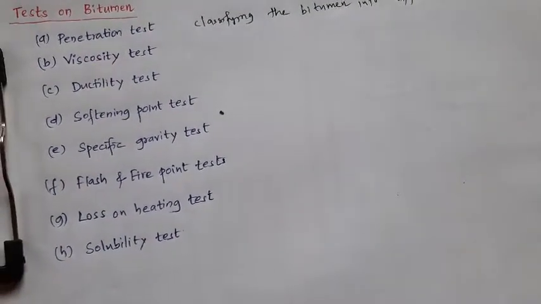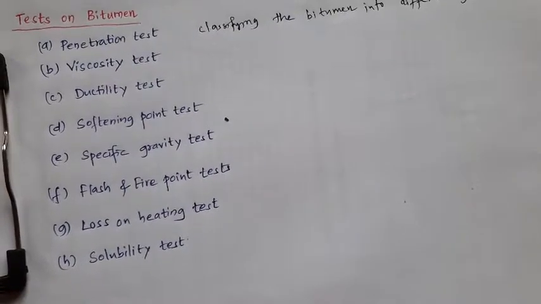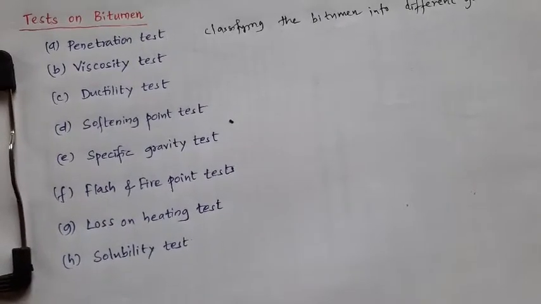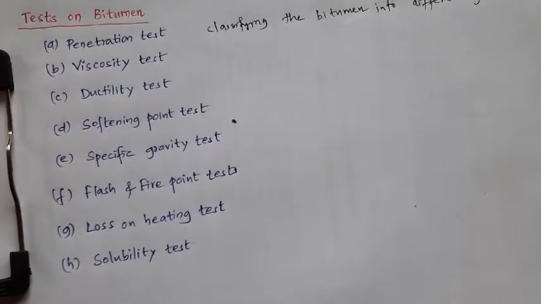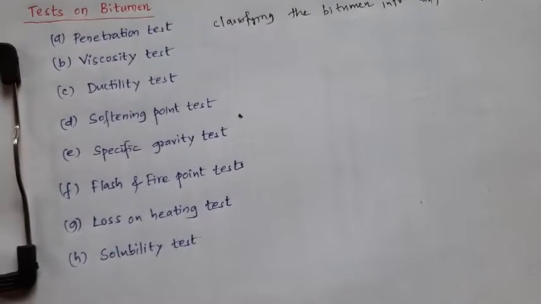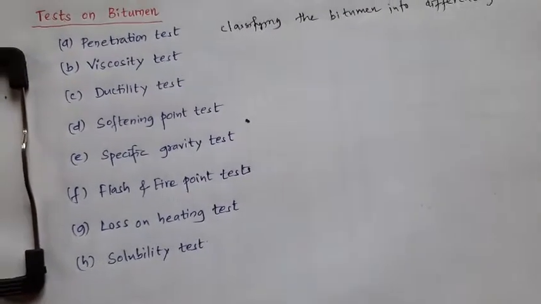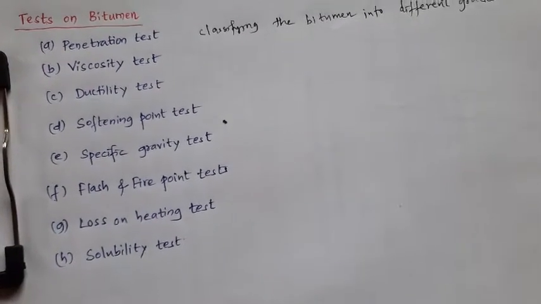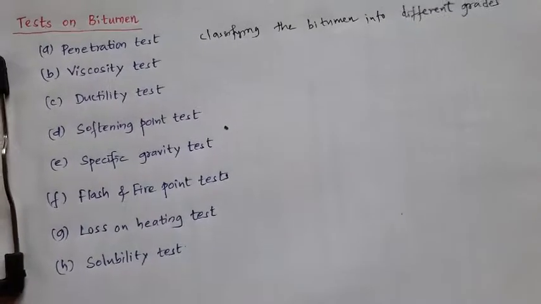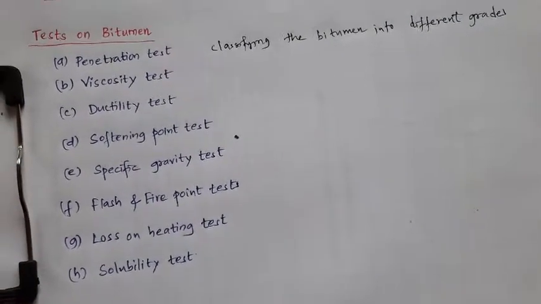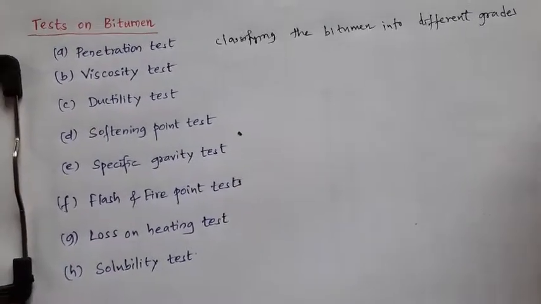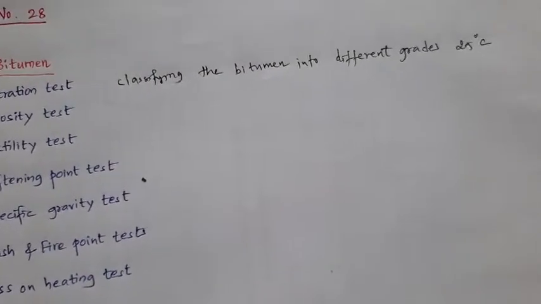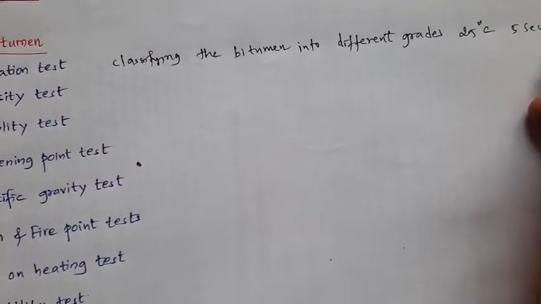The penetration test determines the consistency of these materials for the purpose of grading them, by measuring the depth to which a standard needle will penetrate vertically under specified conditions of standard load, duration and temperature. Thus the basic principle of the penetration test is measurement of the penetration of a standard needle into a bitumen sample maintained at 25 degrees Celsius for only 5 seconds.